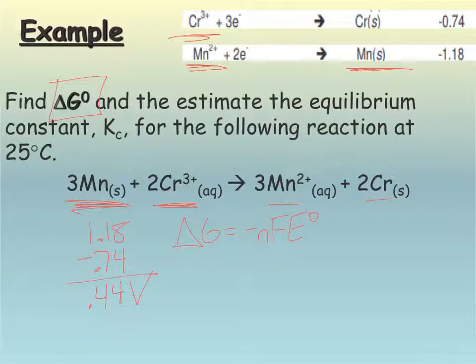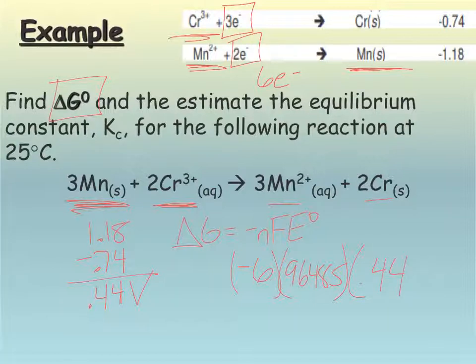If we're going to plug this into our delta G equation, the next thing I need to find is my number of moles of electrons. If you'll notice up here, our reactions give us 3 and 2. The only way they're going to be the same number is if they get to 6 electrons. So 6, and then my Faraday's constant, and my E cell value I just calculated.